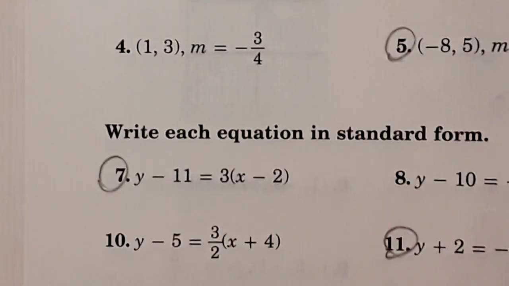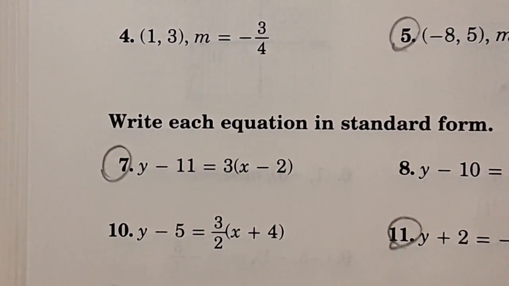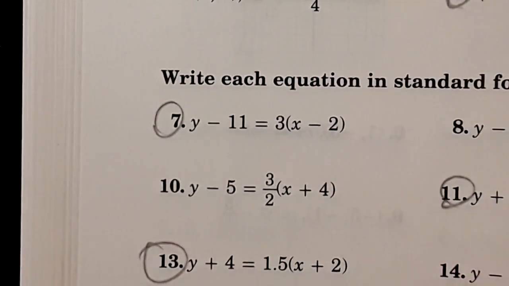Okay, 7 is here. We got 7? You said is? Yeah. All right, here we go on 7.